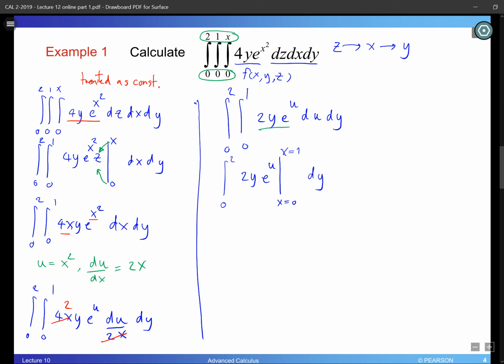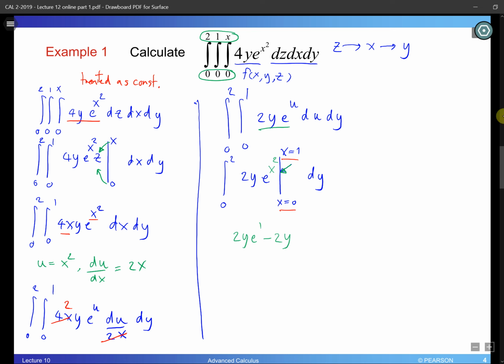Okay, you see x right here, but the variable that you have in your function is still u, so you are supposed to change it back to x. u equal to x squared. Alright, now it's time to evaluate this at two values. x equal to 1 goes in, so we have 2y e to the power of 1, minus 0 goes in, 2y e to the power of 0, so that is 1.